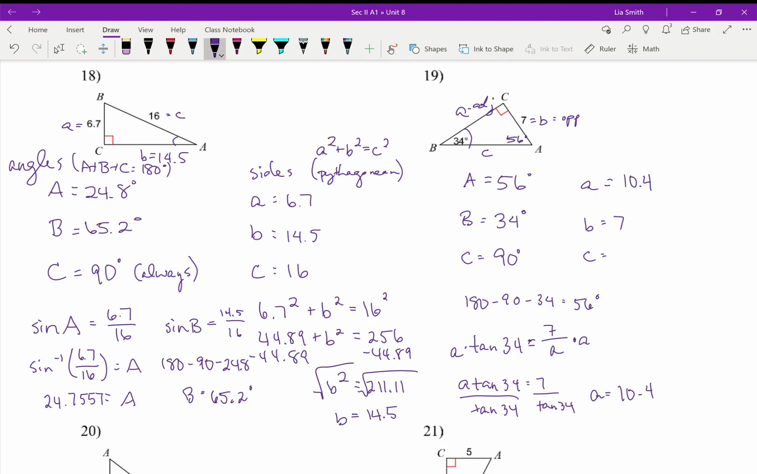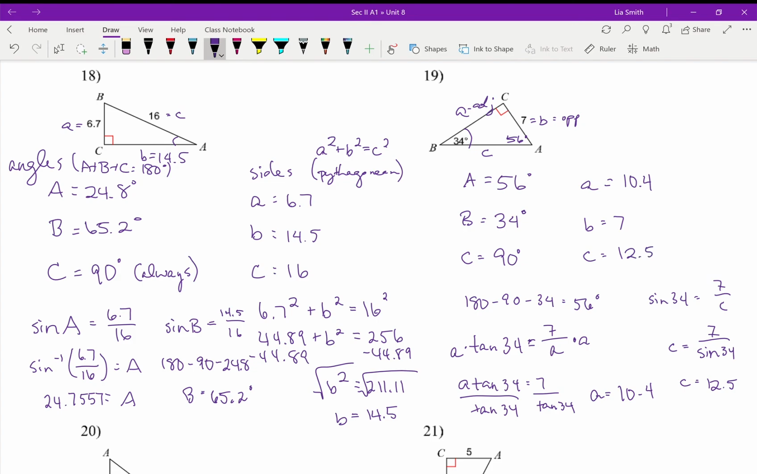Now, what options do you have to find C? Option 1 would be to use a trig function again. Maybe I do the sine of 34, which would be 7 over C. And then I can use the exact same steps I did for the last part. So I'd end up with C equals 7 divided by sine of 34. And I get C equals 12.5. That is one way to find C.